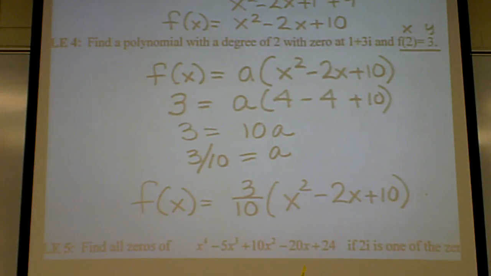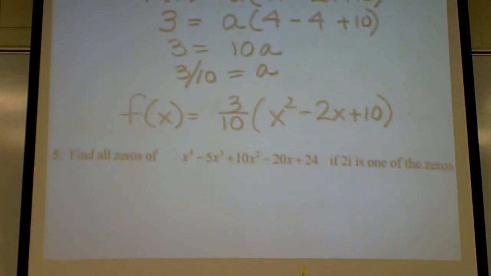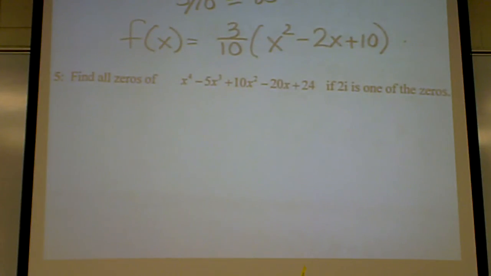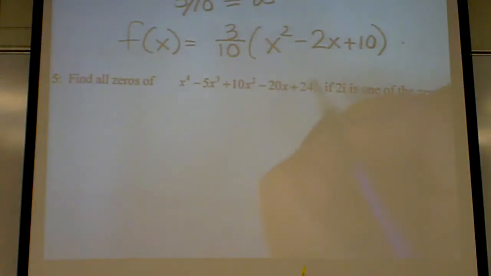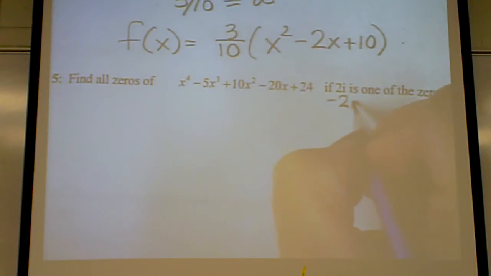All right, example 5. I'm giving you a polynomial with a degree of 4. How many zeros are there, real and imaginary? There's 4. I know there's an imaginary one at 2i. Is there another one? There you go. So if 2i is a 0, you know negative 2i is a 0.